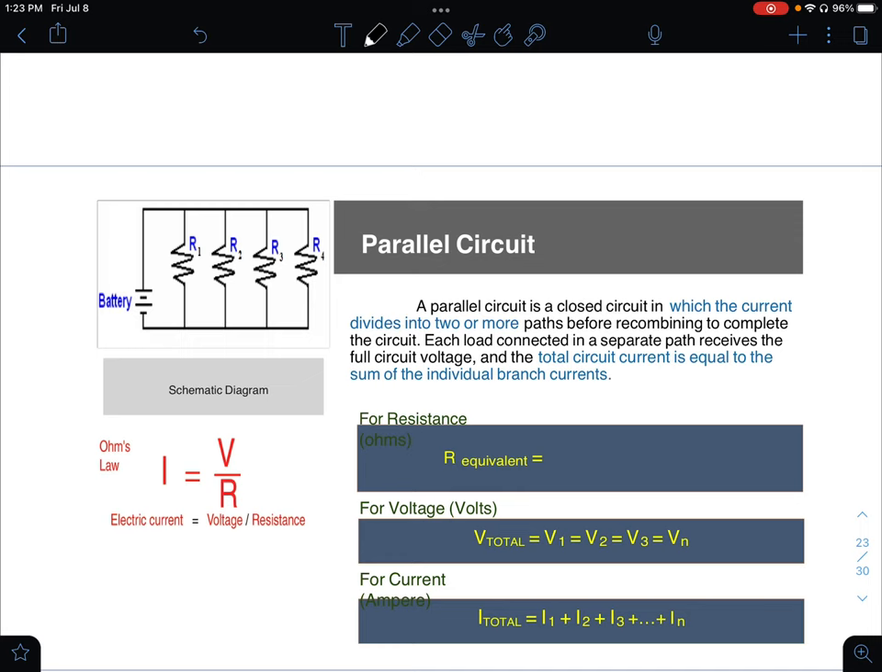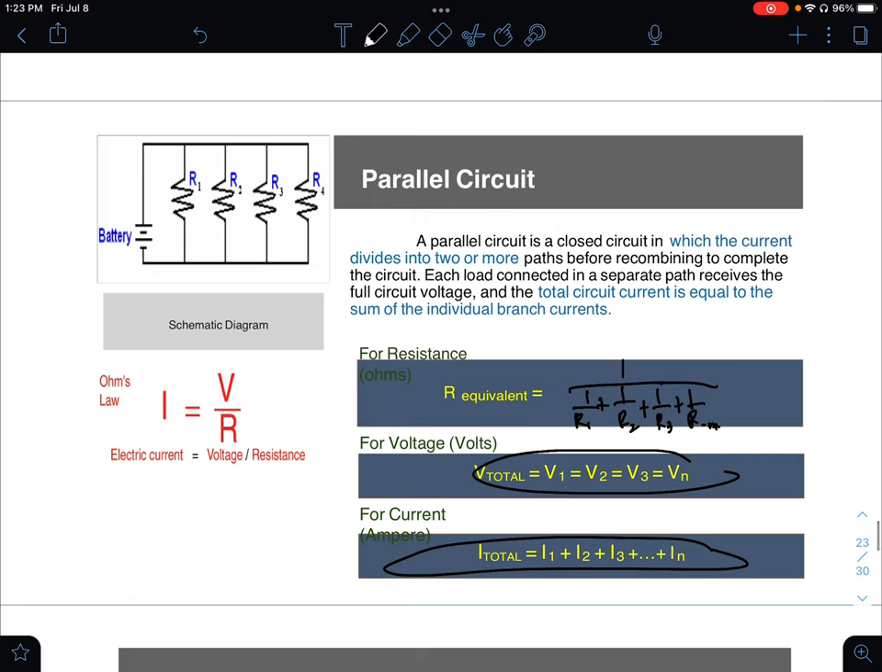So the voltage in each path is equal, but the currents we add to get the total. And the R equivalent is equal to 1 over the sum of 1 over R1 plus 1 over R2 plus 1 over R3 plus and so on up to 1 over Rn, to get the total resistance. Again, using Ohm's law, I is still equal to V over R.